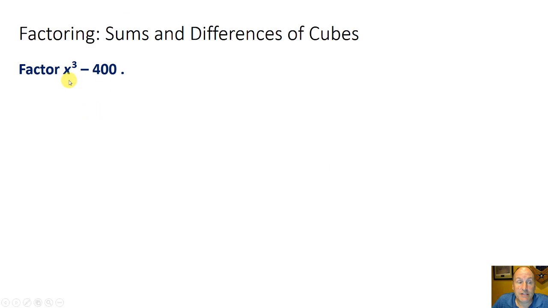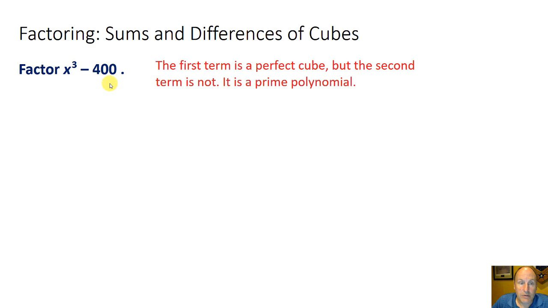Turns out this one's a non-example. So x to the third, certainly that is a perfect cube of x. 400, however, is not a perfect cube. Therefore, this is a prime polynomial. A prime polynomial is a polynomial that cannot be factored, just like 5 is a prime number because it does not factor other than with 1. The same thing's true for polynomials.